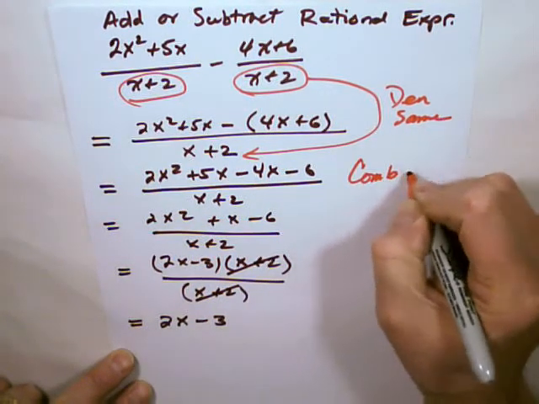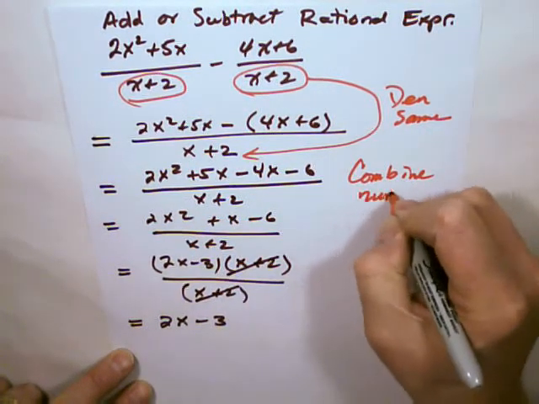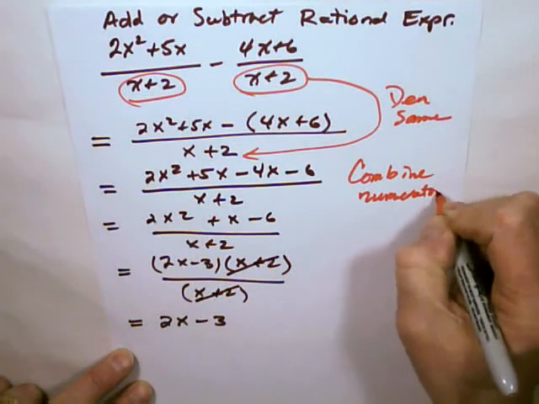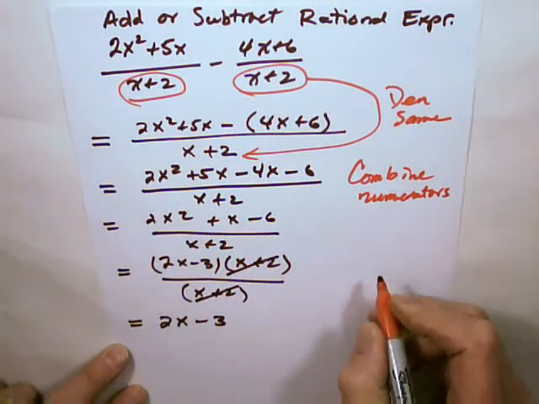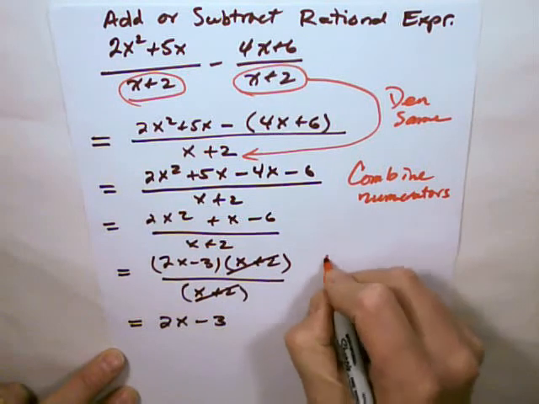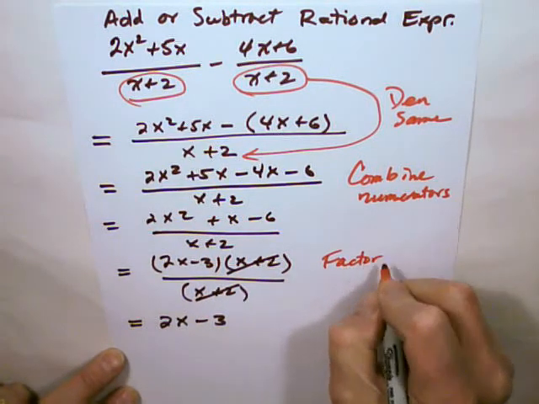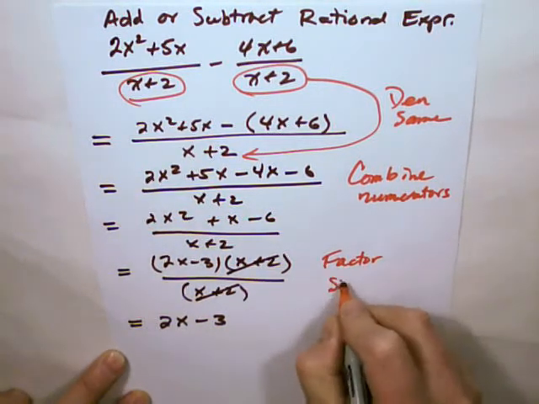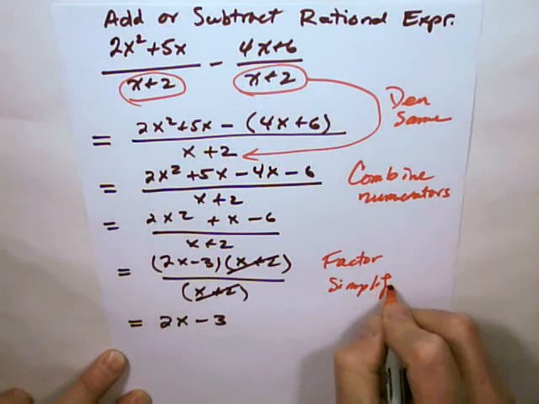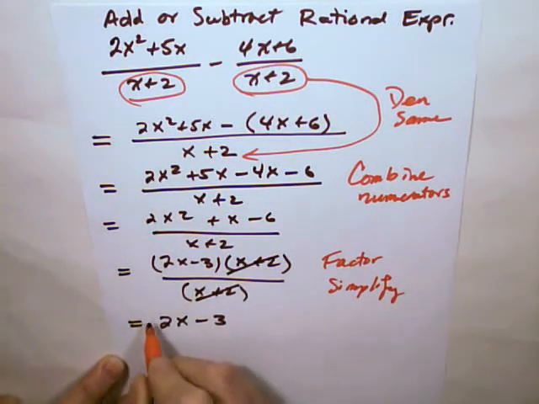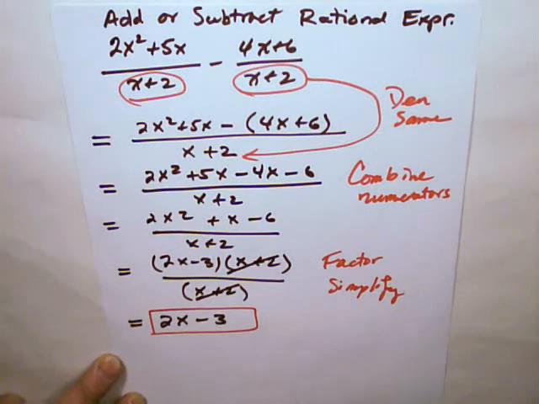Combine the numerators next. We factored, because if we factored, we could then simplify, and the entire thing resulted down into 2x minus 3. So that's how you add or subtract rational expressions with the same denominator.